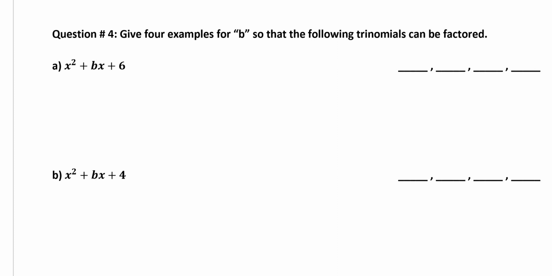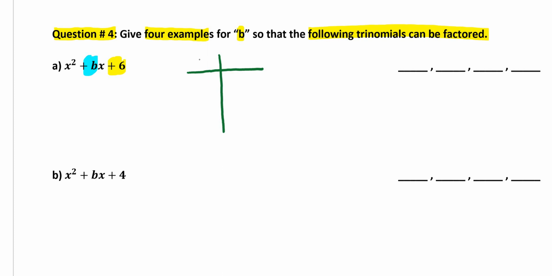Welcome back to the video homework guide on factoring, and for this video I'll be starting on question number 4. For question number 4 I need to find 4 examples for the letter B so that the following trinomials can be factored. For these kinds of problems I will be setting up a little table here on the side, and the goal is I want to find two numbers that multiply to 6, and those two numbers need to combine to the middle term, which is B.